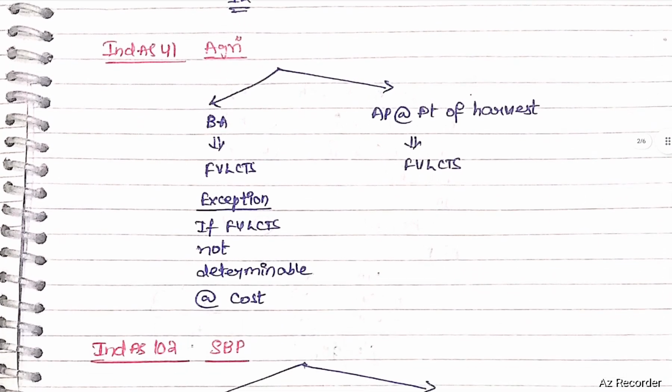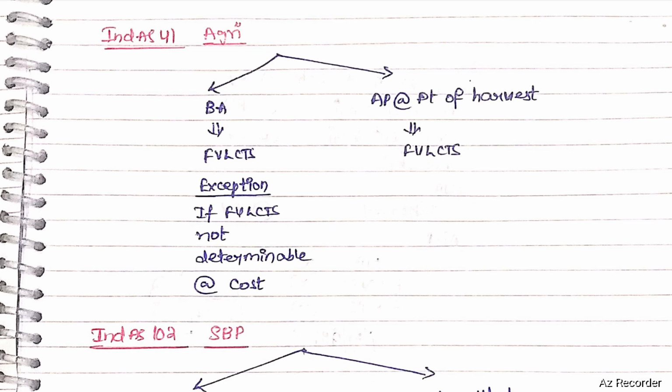Next, Ind AS 41 agriculture. Biological assets are valued at fair value less cost to sell. Exception is if fair value less cost to sell is not determinable, they will be valued at cost. Next, agriculture produce at the point of harvest will be valued at fair value less cost to sell.